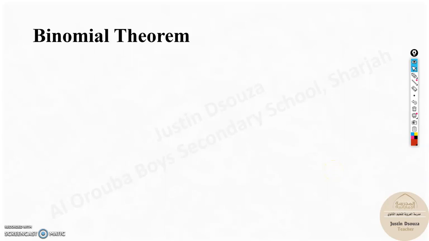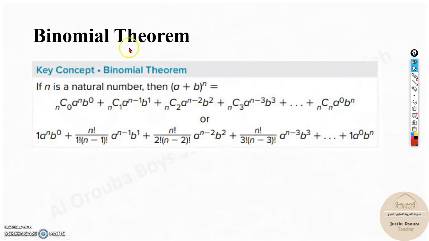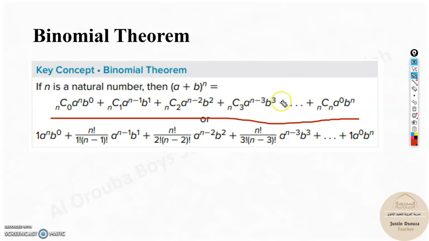Moving on to the last topic in this lesson and in the module, it's the binomial theorem. Here the binomial theorem looks very huge and confusing, but it's very simple. Let me do it with an example. See, this is the formula, but let's see with the example and you can easily understand.